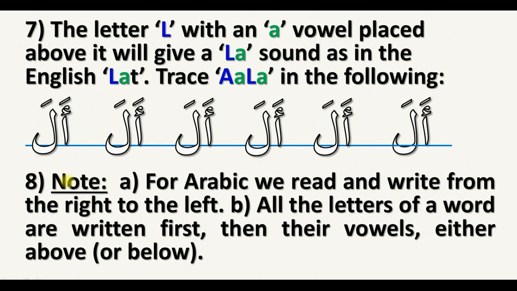For number 8, note A. For Arabic, we read and write from the right to the left. And B, all the letters of a word are written first, then their vowels, either above or below. So these are two important instructions that you should remember. The first one is that we are always reading and writing from the right to the left. And the next one is that we always have to write in our letters first and then put in the vowels either above or below.